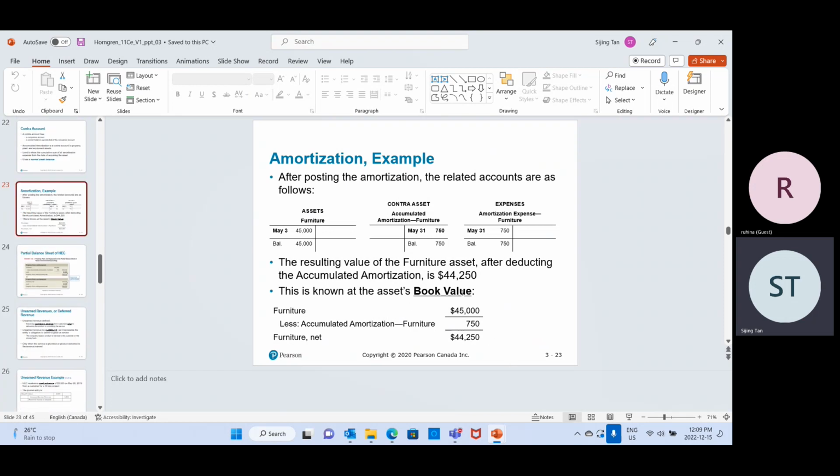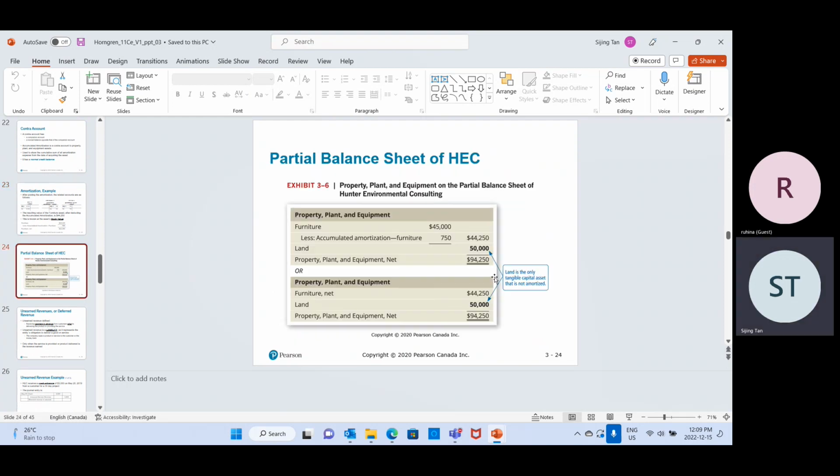This is kind of a partial balance sheet. Oh, there you go, actually. So here is the partial balance sheet of HEC. You could see that we have our original total cost, $45,000, and deduct the accumulated amortization, which leaves a net furniture cost. This is our total PPE value, or total costs. Okay.